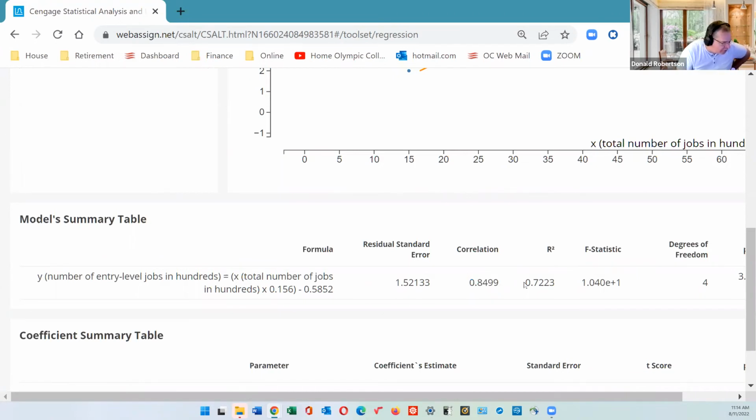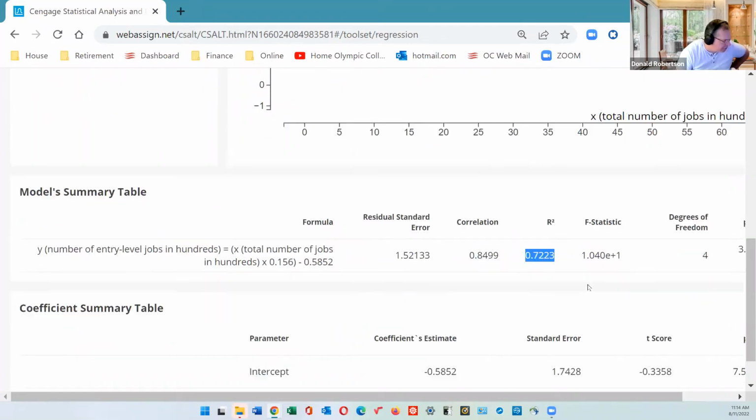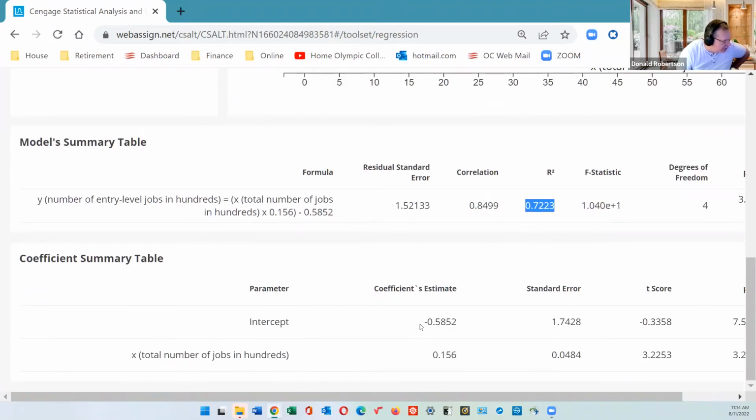If they ask you for R squared, that is not the number. You will do 72.23% because R squared tends to be as a percentage. It's the same answer. Now, do you see this guy here? And then this guy here. These two represent the y-intercept, and this guy, the slope.